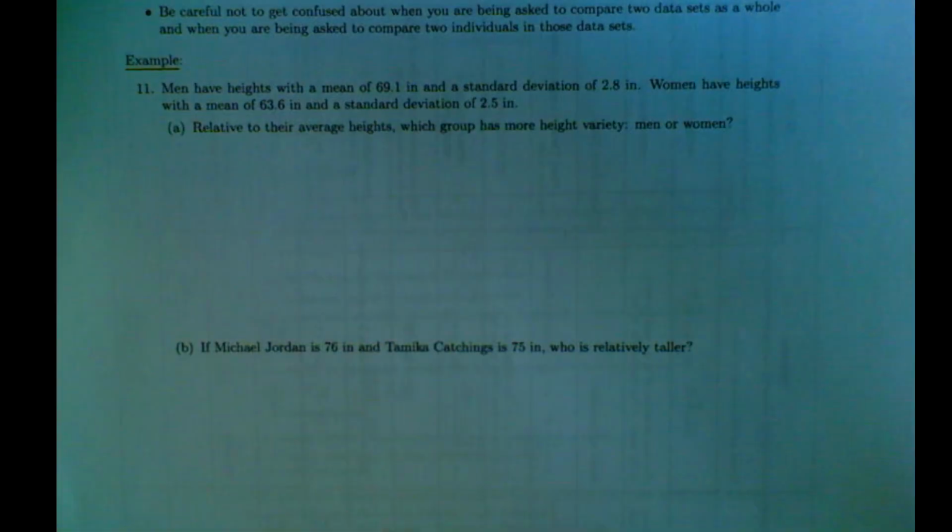Okay, so here's an example of what I'm talking about. Number 11 here says men have heights with a mean of 69.1 inches and a standard deviation of 2.8 inches. Women have heights with a mean of 63.6 inches and a standard deviation of 2.5 inches. Part A says, relative to their average heights, which group has more height variety, men or women? That might seem like a confusing question, but remember the way that we measure the amount of variation in a data set is with a measure of dispersion. In this case, we were given the standard deviations, so that's what we'll use as our measures of dispersion.